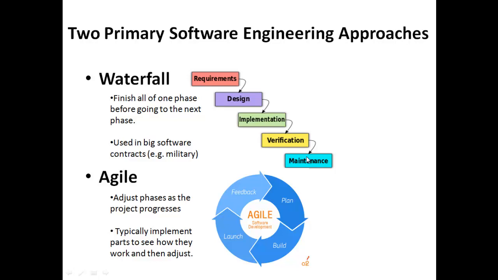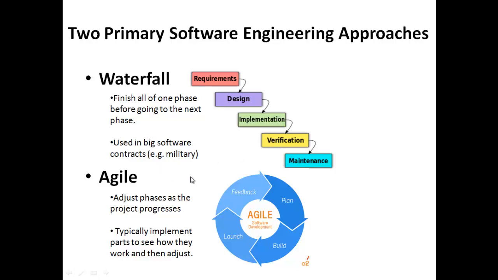The two primary approaches to software engineering are the waterfall approach and the agile approach. In the waterfall approach, each phase is done entirely before you move on to the next phase. So all requirements are determined ahead of time. Once all requirements are determined, then the software is designed. Once the software is completely designed, it's programmed. Once it's completely programmed, it's tested, and once it's tested, it's done and goes into a maintenance phase.